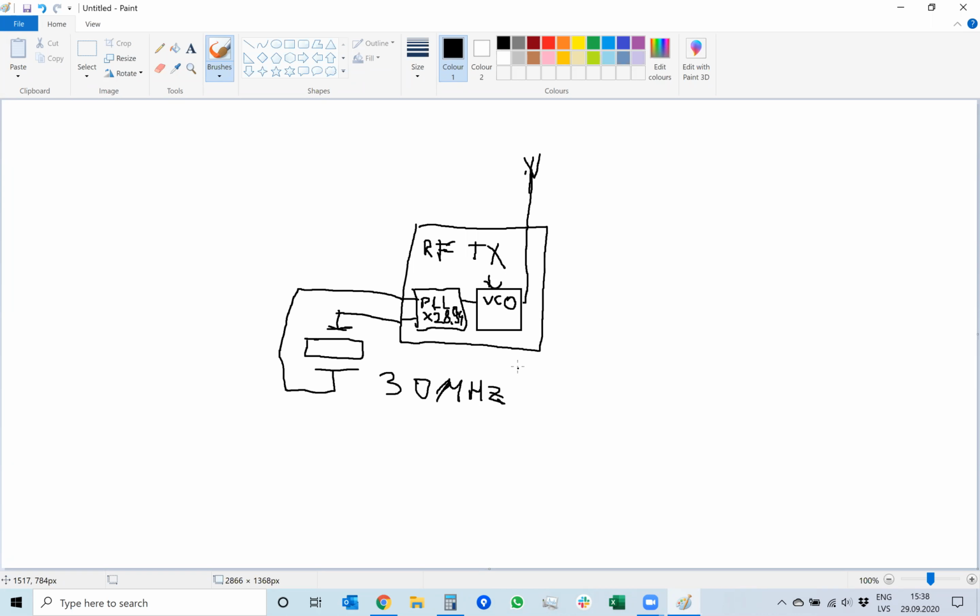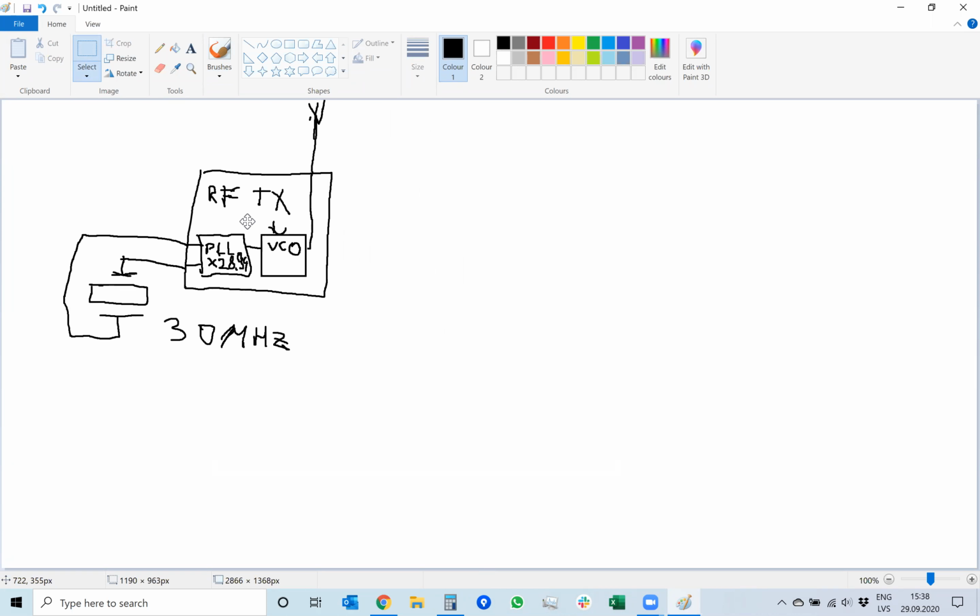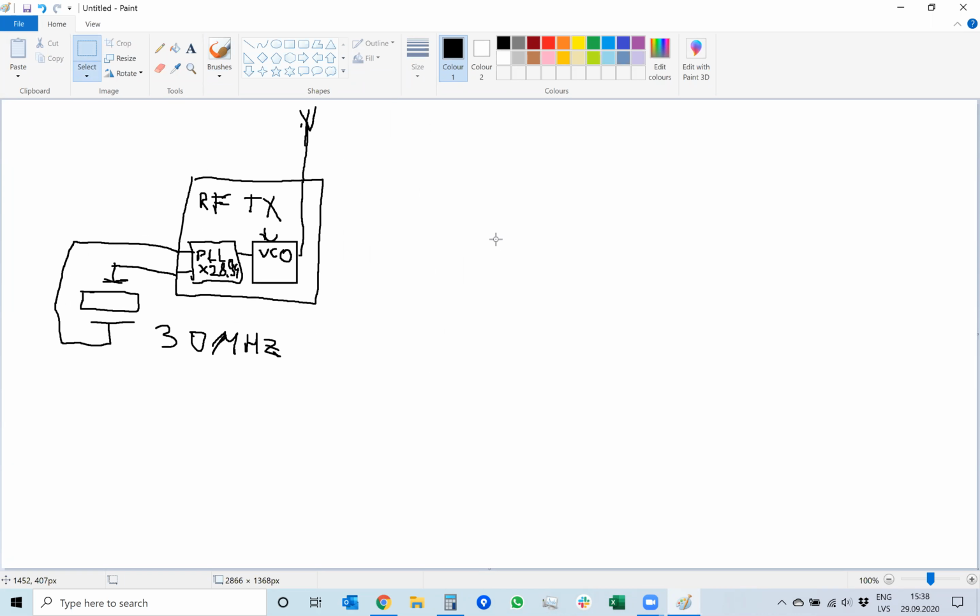Okay, so why is it important? Why am I telling you this? I'm telling you this for the following reason, which you need to understand to be successful at constructing wireless networks. So we know that the transmitted radio signal is generated by multiplying crystal frequency with some multiplier, for example, 28.94.